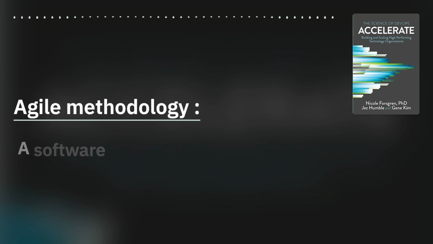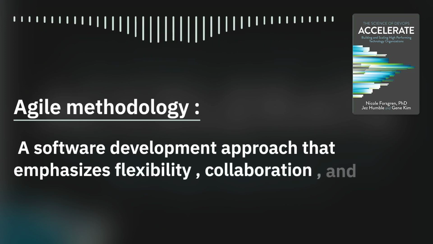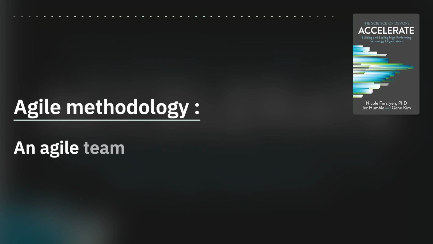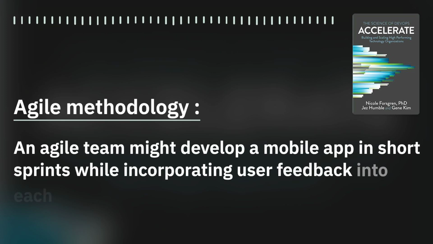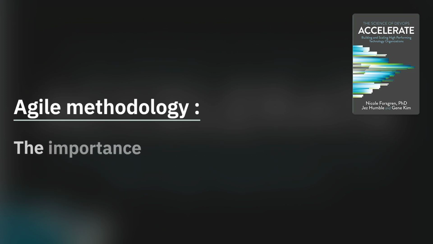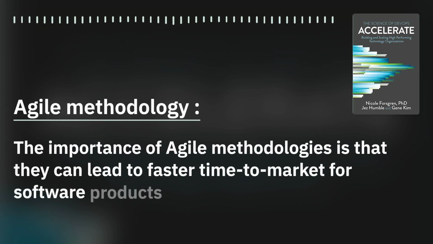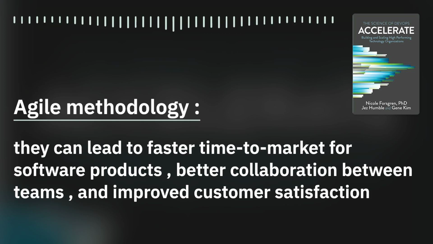Agile methodology: a software development approach that emphasizes flexibility, collaboration, and customer feedback throughout the development process. An Agile team might develop a mobile app in short sprints while incorporating user feedback into each iteration. The importance of Agile methodologies is that they can lead to faster time to market for software products, better collaboration between teams, and improved customer satisfaction.